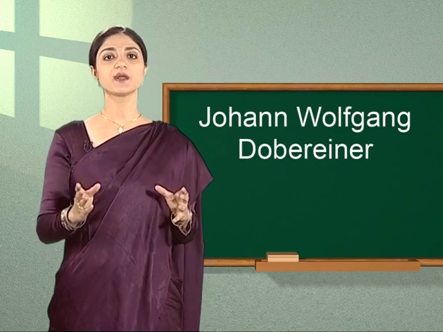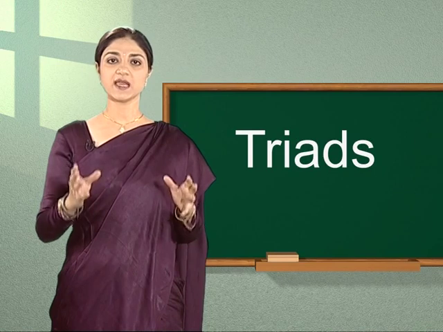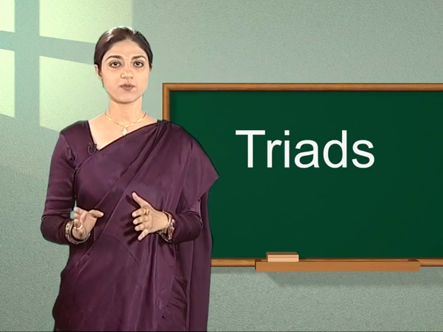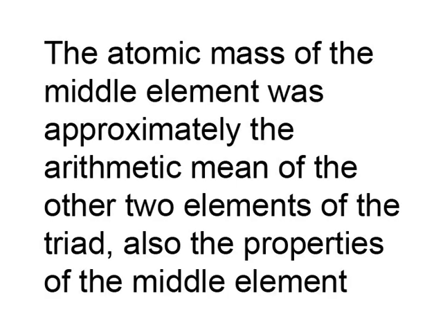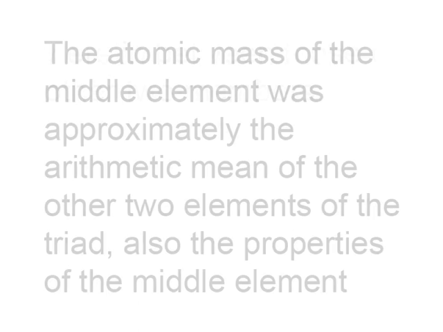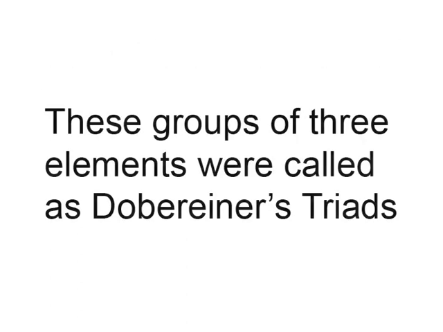He grouped the elements with their similar physical and chemical properties into clusters of 3 elements called triads. He arranged certain elements with similar physical and chemical properties in a group of 3 in such a way that the atomic mass of the middle element was approximately the arithmetic mean of the other 2 elements of the triad. Also, the properties of the middle element were in between those of other 2 members. These groups of 3 elements were called as Duberiner's triads.